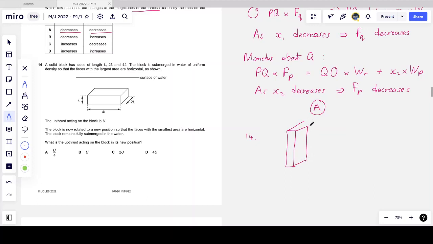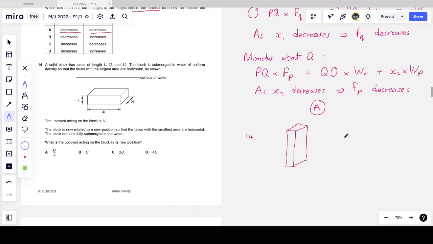And so again, if I draw this very poorly, which I'm currently doing, this is what it would look like. So the block is standing on its smaller edge. It's the same block. We just place it on the smaller area, and we want to know that if we submerge it in water again, will the upthrust change, and if it does, what is the new upthrust?